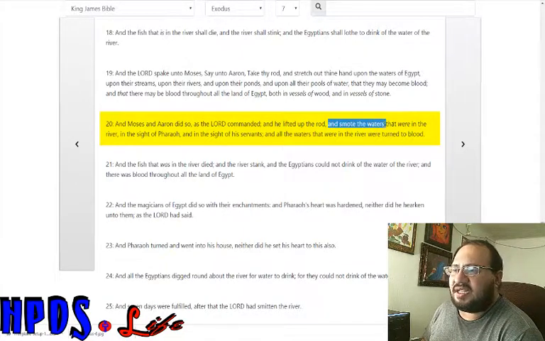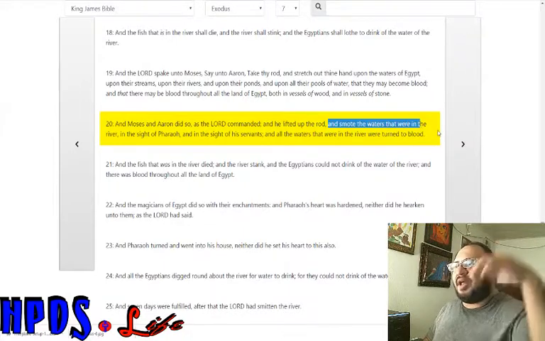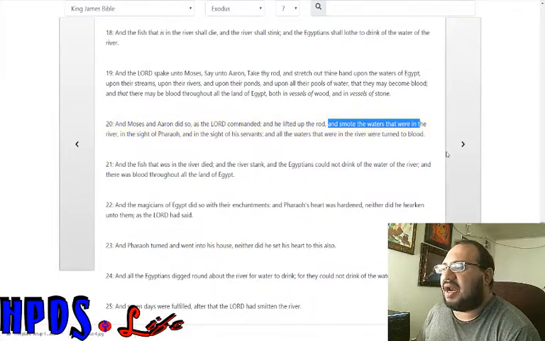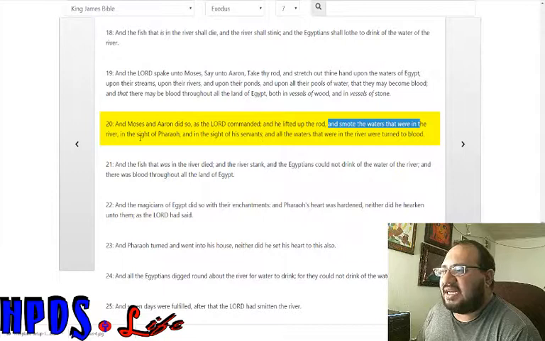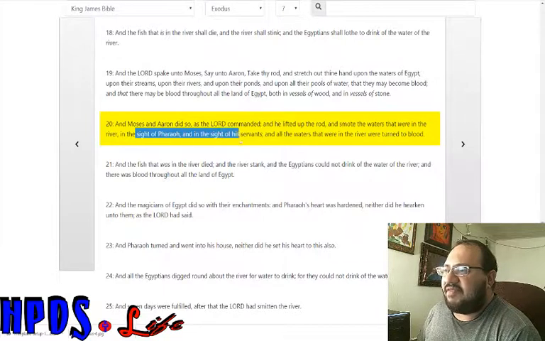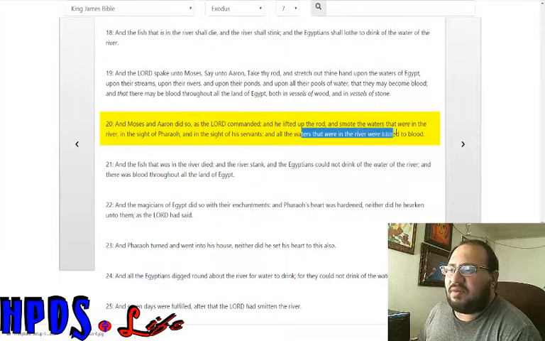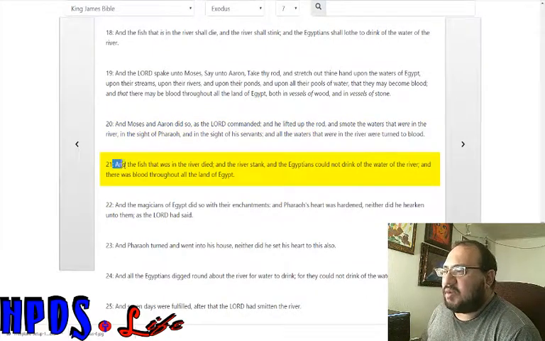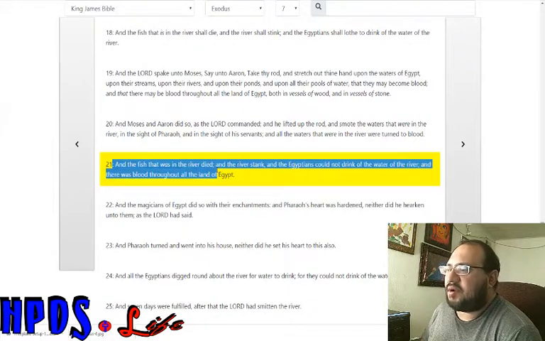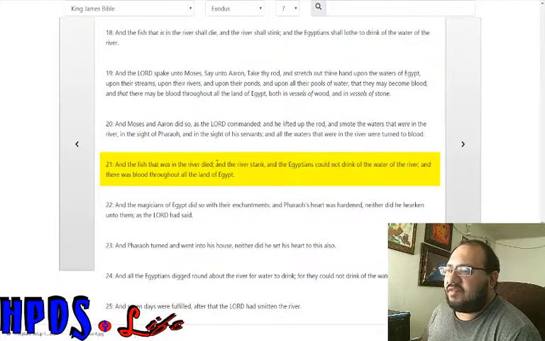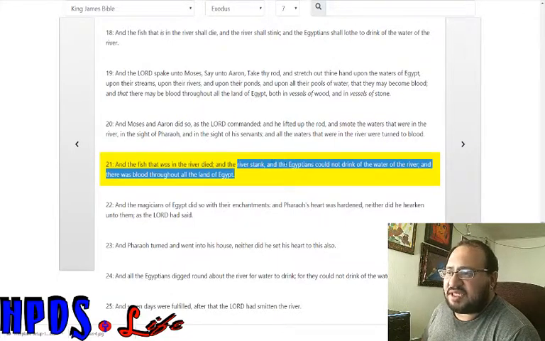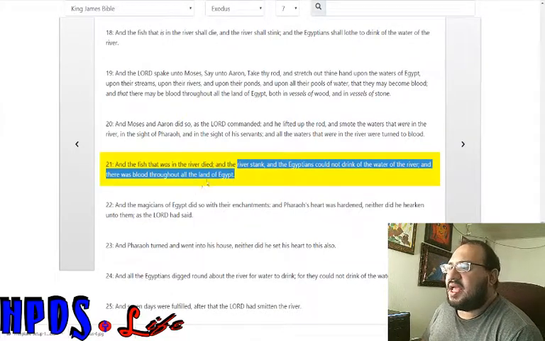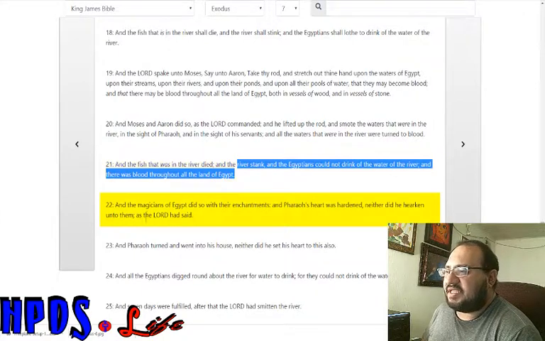He lifted up the rod and smote the waters. So he probably just smashed the rod onto the water, kind of like hit the water while he was standing in it, right there in the sight of Pharaoh and all his servants. And then all of a sudden, the waters that were in the river were turned to blood. And just like Moses told God, and just like God told Moses, and Moses told Pharaoh, the fish that was in the river died, and the river stank, and the Egyptians could not drink of the water of the river, and there was blood throughout all the land of Egypt.